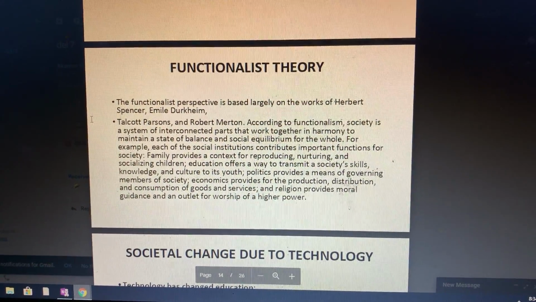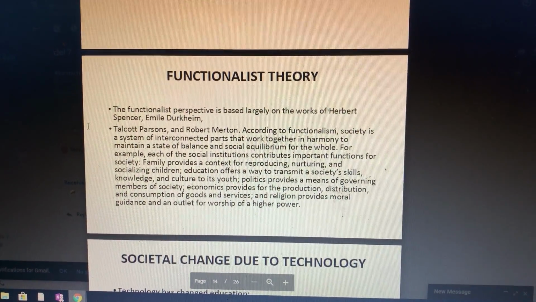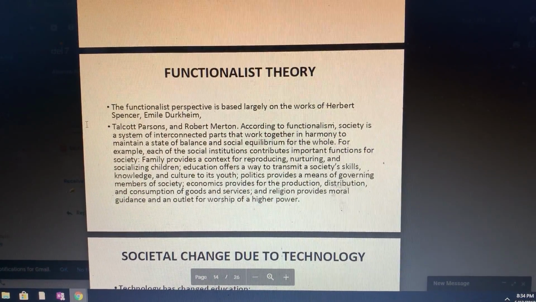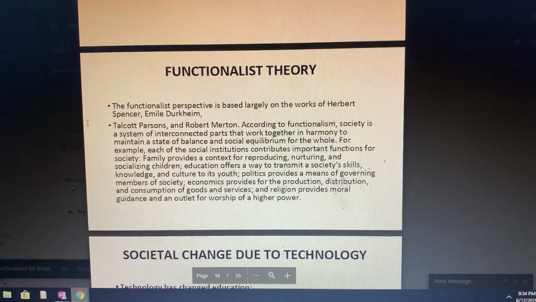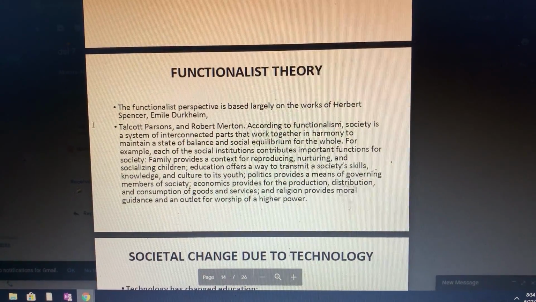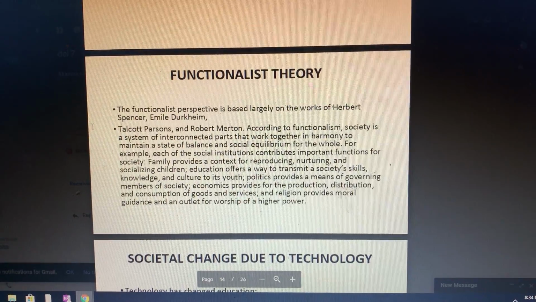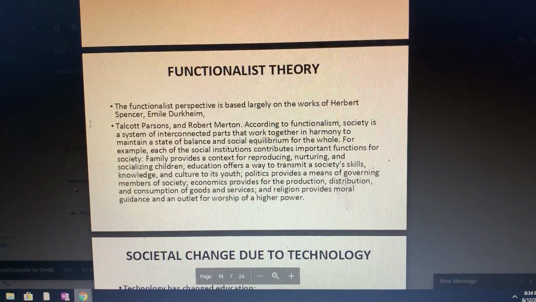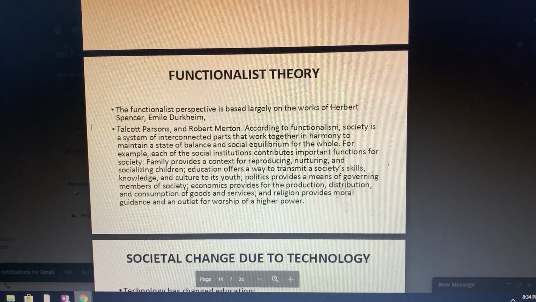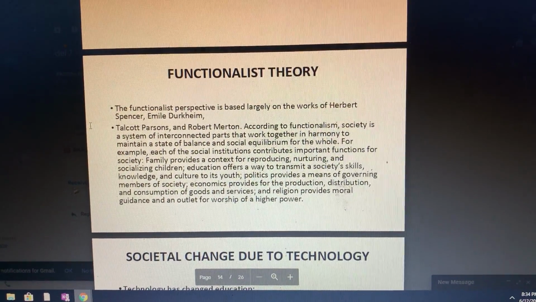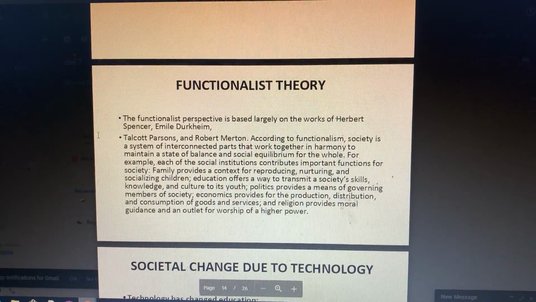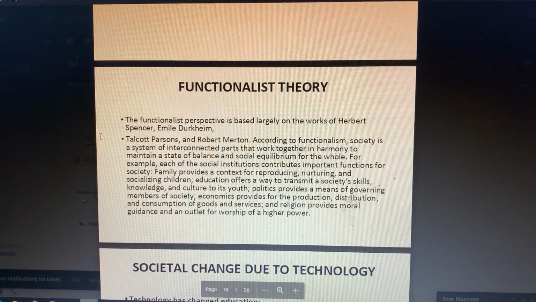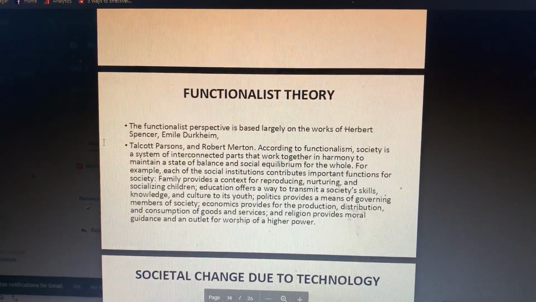For example, each of the social institutions contributes important functions for society. Family provides a context for reproducing, nurturing, and socializing children. Education offers a way to transmit a society's skills, knowledge, and culture to its youth. Politics provides a means of governing members of society. Economics provides for the production, distribution, and consumption of food and services. And religion provides moral guidance and an outlet for worship of a higher provider.